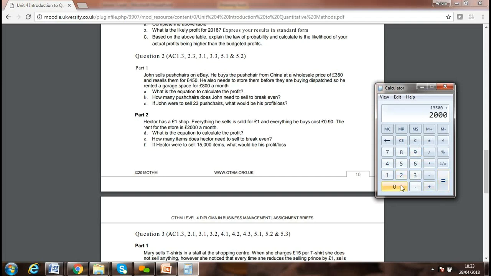So Hector will be at a loss of 500. Not a profit, it will be a loss in this case, because my sales of 15,000 times 1 pound will be 15,000, and my cost is 15,500, so my loss will be 500. Any question?